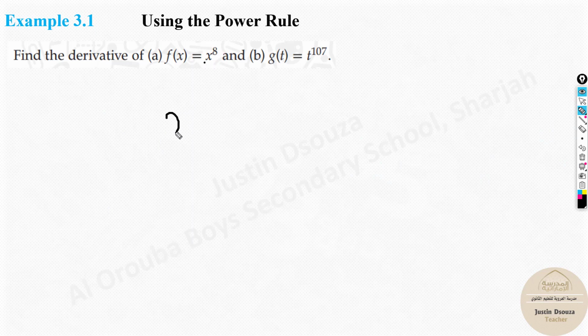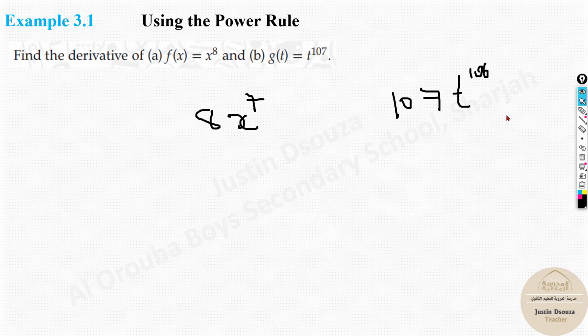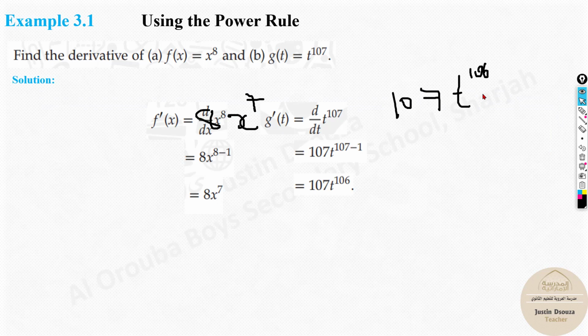8 is the power exponent, so 8 comes down, sorry, it's 8x to the power 7. That's the answer. What about this? It's 107 t to the power 106. This is how you solve using the power rule. This is how you do the derivative using the power rule. So the answer is 8x to the power 7 and 107 t to the power 106.